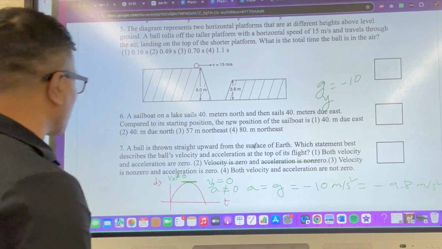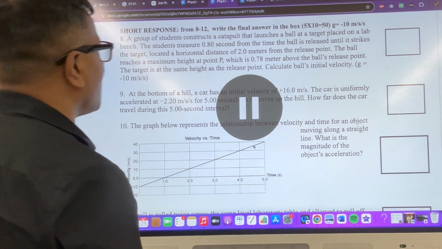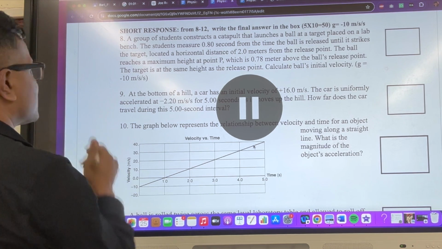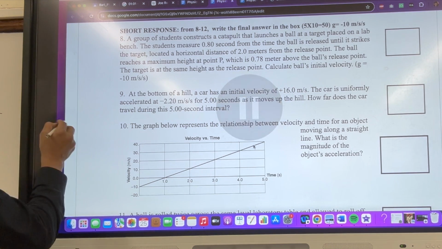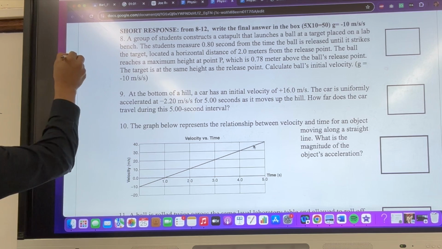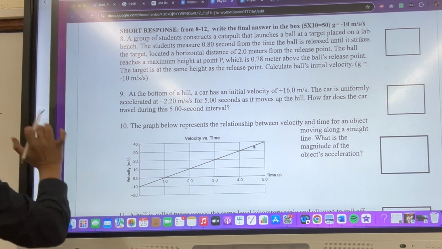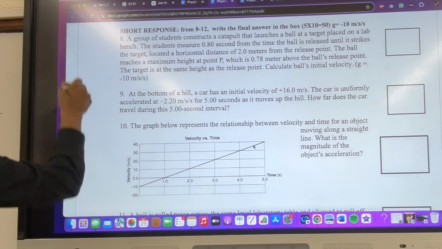Let's move to problem number 8. Catapult or kicking a soccer ball is the same thing. So let's say you are here, right? Again, this is, let's call it dt.